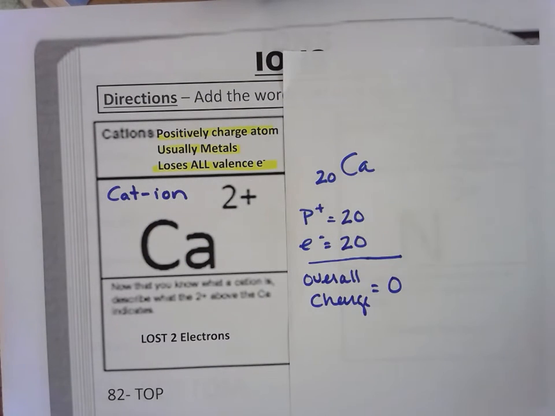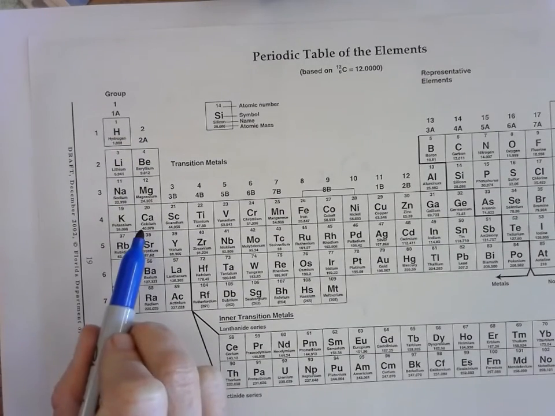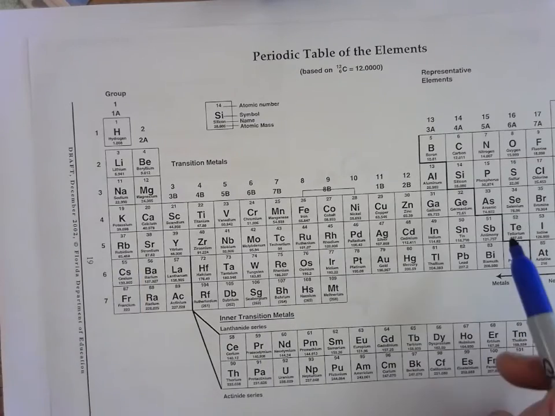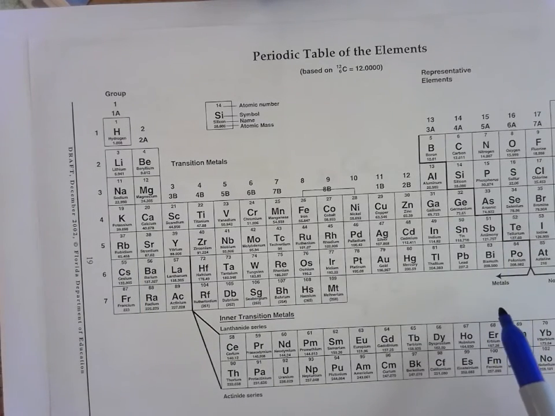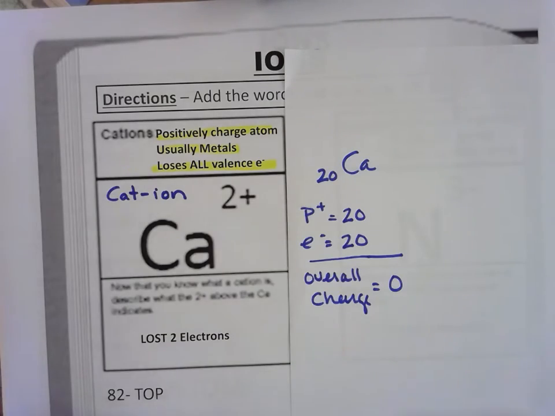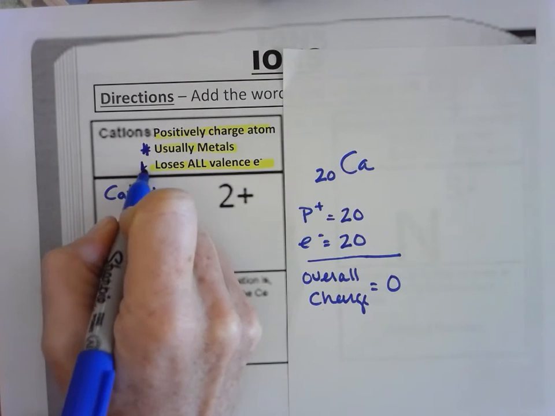To figure out what kind of ion calcium would form, we first need to look at the periodic table. Here's your periodic table, and calcium is located right here. It is in group 2A, and it's to the left of the stair-step line, so it is a metal. Since it is a metal, we're going to proceed with the cation information, and it tells us it's going to lose all its valence electrons.